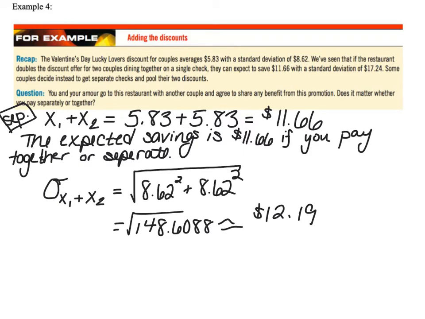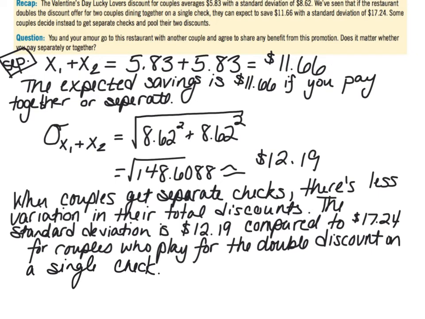So this standard deviation is lower if you pay separately than together. So my conclusion here is when couples get separate checks, there's less variation in their total discounts. The standard deviation is $12.19 compared to $17.24 for couples who pay for the double discount on a single check. Now, one thing that I need to go back and just stress right here, before I even find my new standard deviation, I really need to address the idea of independence. So I really should have put a sentence in here.